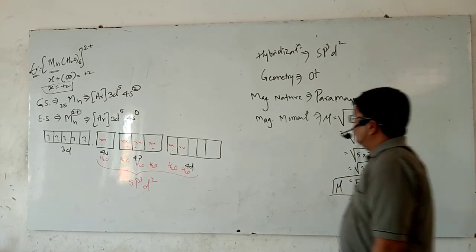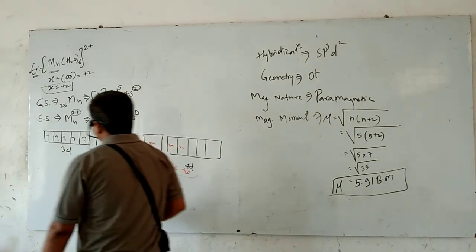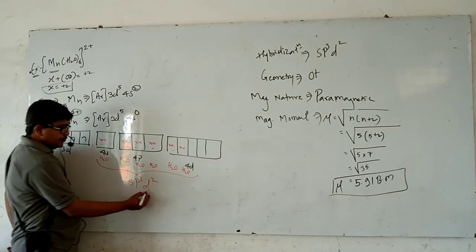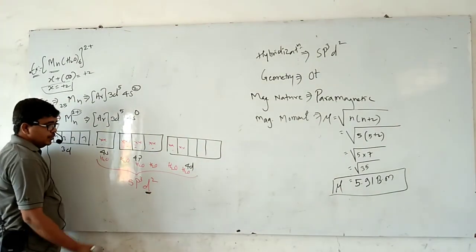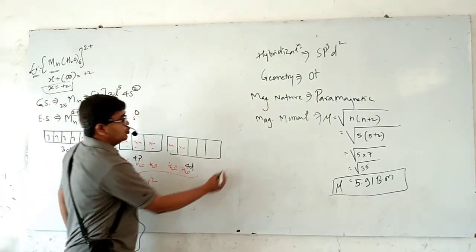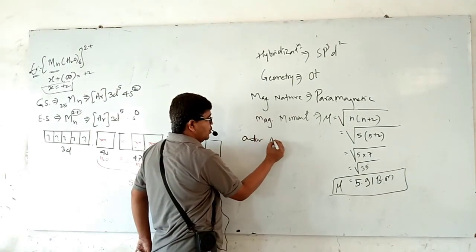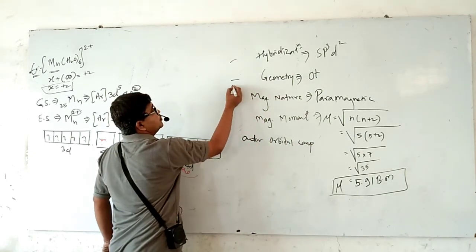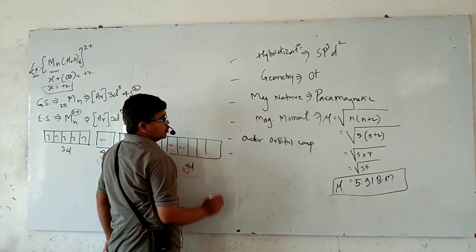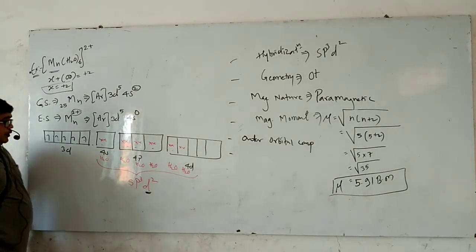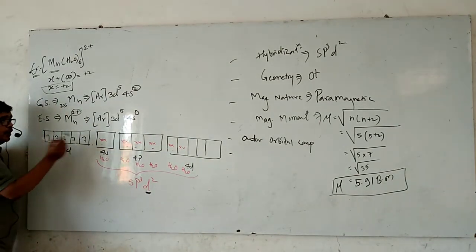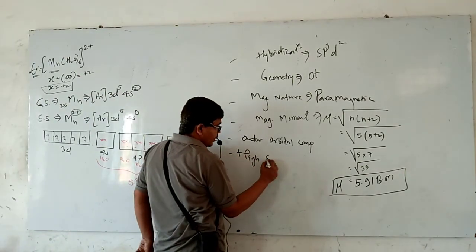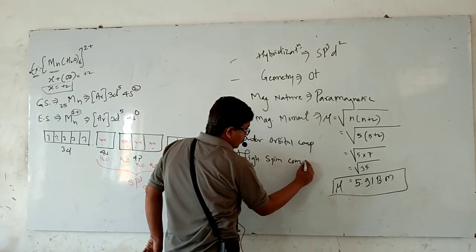Okay. Now the next thing, whether the complex is an outer orbital complex or an inner orbital complex. In the hybridization you can see d comes last. So it will be an outer orbital complex. The last point is whether the complex is low spin or high spin. Because of the presence of unpaired electrons, it will be considered a high spin complex.